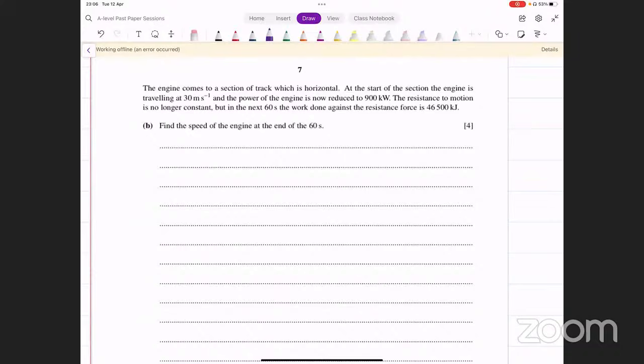Okay, अब straight section आ गया, right? So it's no longer inclined, so it's straight now. Okay, it's horizontal. At the start of the section, the engine is traveling at 30 meters per second. So initially, उसकी speed कितनी है? 30 meters per second. And the power of the engine is now reduced to 900 kilowatt. Power change हो गई है. So it's 900,000 watts.